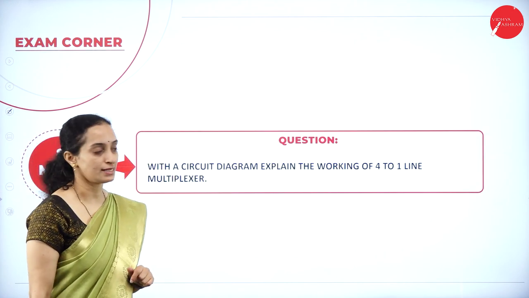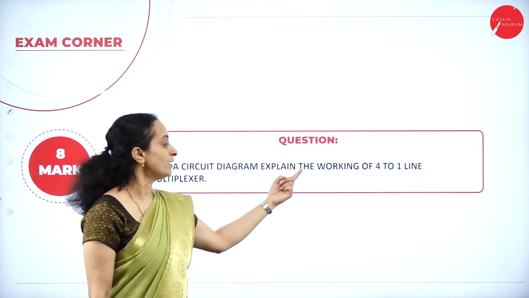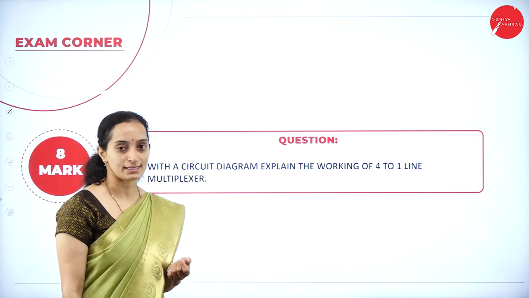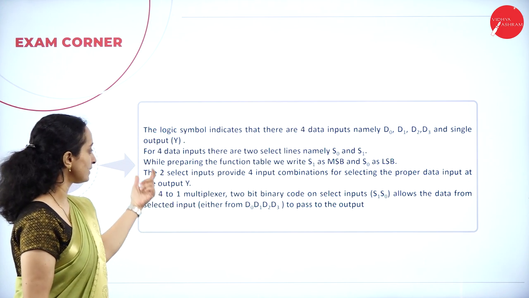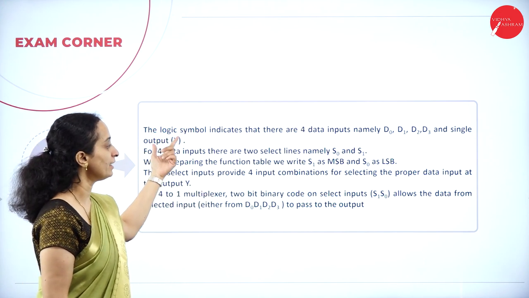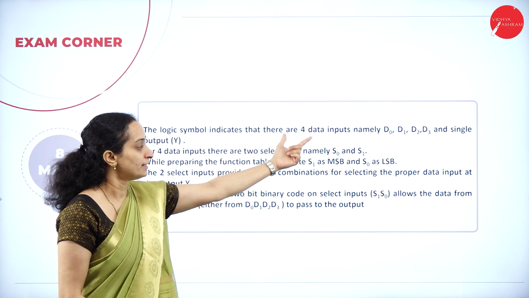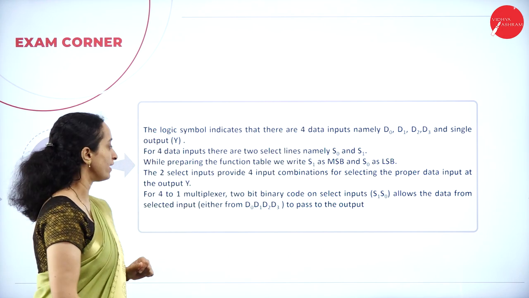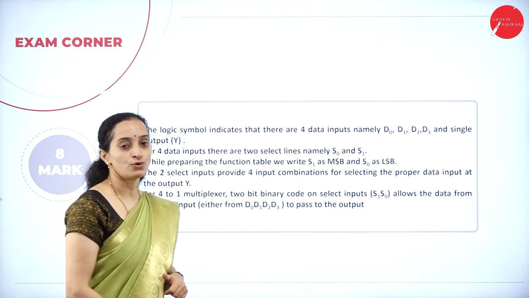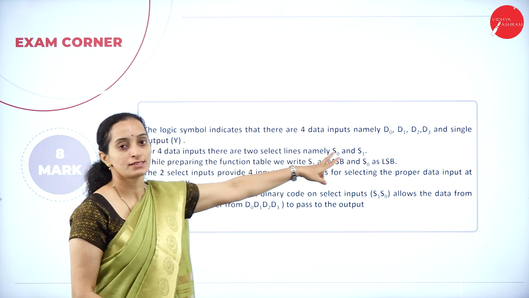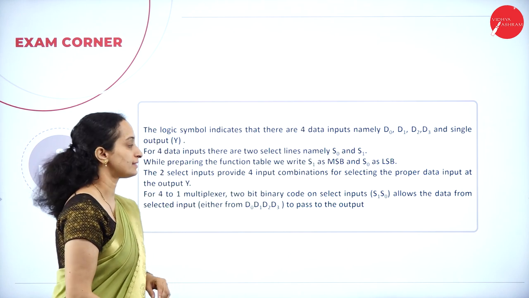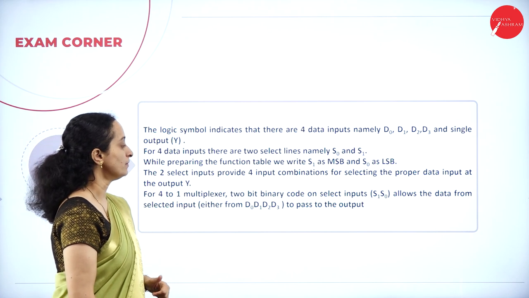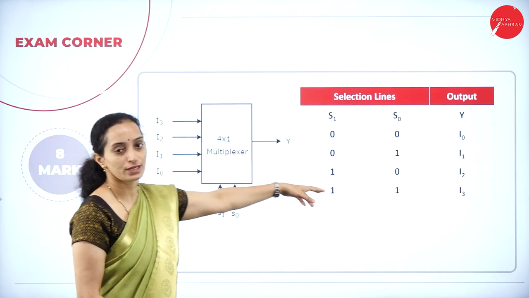Next question is, with a circuit diagram, explain the working of a 4 to 1 line multiplexer. You can give the answer like this. The explanation is given here. With 4 data inputs, D0, D1, D2, D3 and a single output Y will be considered. For 4 data inputs, there are 2 selection lines, S0 and S1. So this has been shown here.